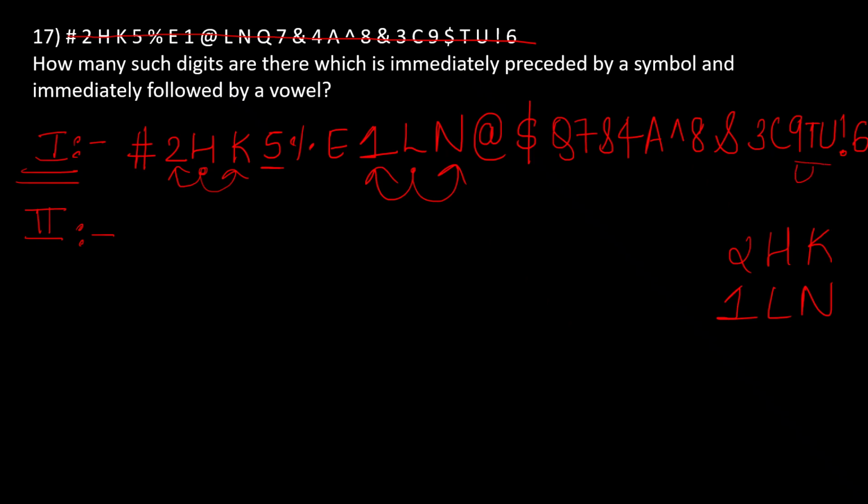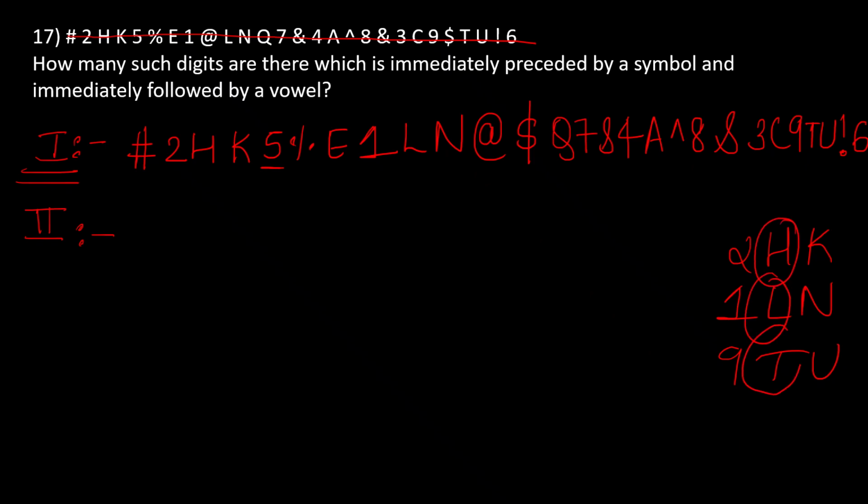9TU preceded by a number followed by a letter. 9TU. So these are the three which follow the second step. Okay. Now what they said, letters. So letters H, L, T. They have to be immediately placed right of 5. So place them. Hash 2 H K, after 5 you will place this.